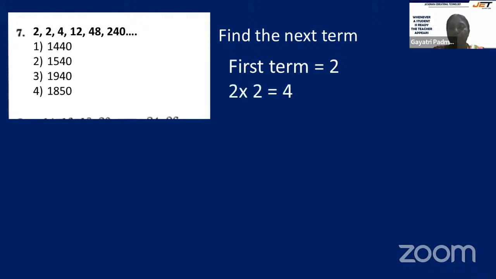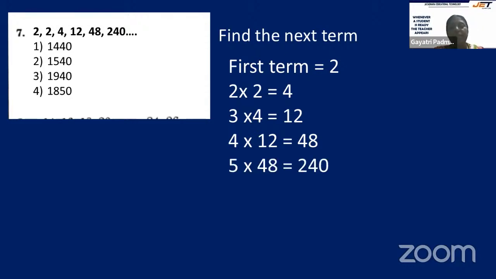The first term is 2. So if you multiply 2 into 2, you get 4. Right? So the next you have 4. If you multiply by 3, you get 12. Right? So you're bringing 4 here. So 2, 3, 4. You're multiplying by 4, you're getting 48. Next, you're taking 5. See here how this is done. Let me just explain it.